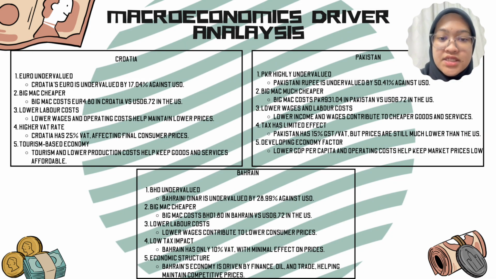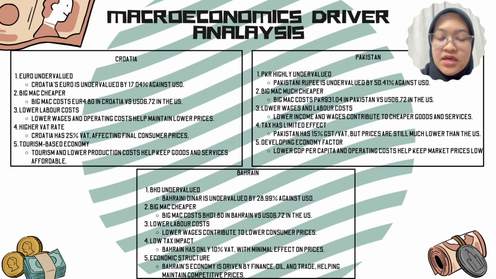Based on PPP analysis, Croatia, Pakistan, and Bahrain all show their currencies are undervalued against the US dollar. Croatia's euro is undervalued by 70.04%, with a Big Mac costing euro 4.8 due to lower labor costs and a tourism-based economy despite a 25% VAT. Pakistan's rupee is the most undervalued at 50.41%, with a Big Mac costing 931.04, mainly due to very low wages and production cost plus 50% GST.